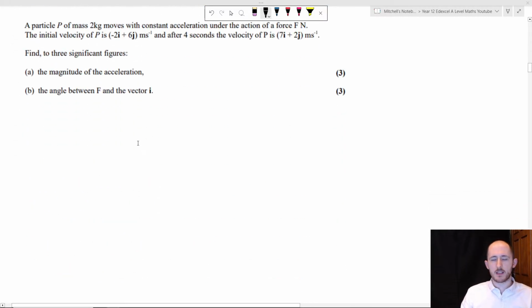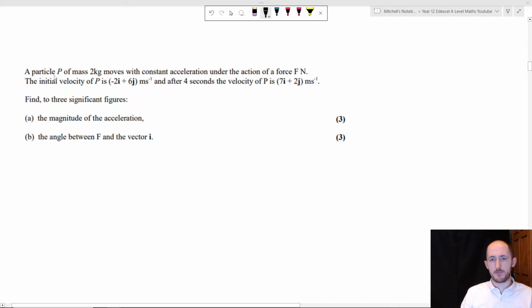Okay, so for question 3, we have a particle P of mass 2 kilograms that moves with a constant acceleration under the action of a force. The initial velocity is minus 2i plus 6j, and after 4 seconds it's 7i plus 2j. Find, to 3 significant figures, the magnitude of the acceleration.